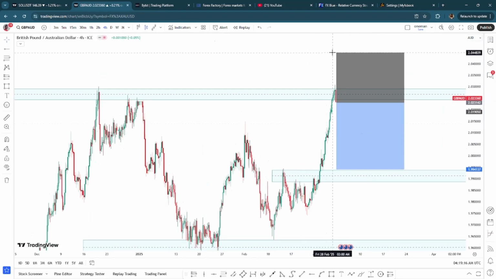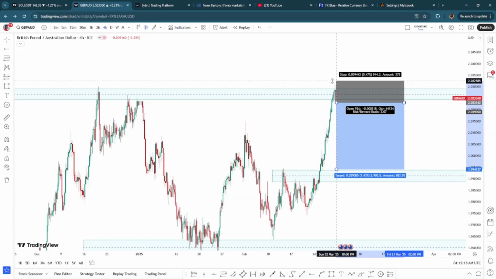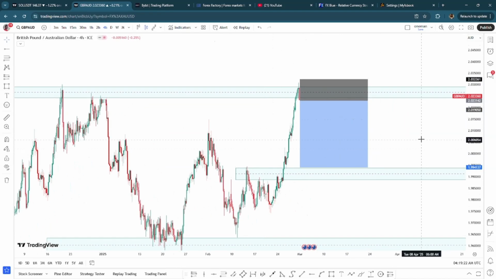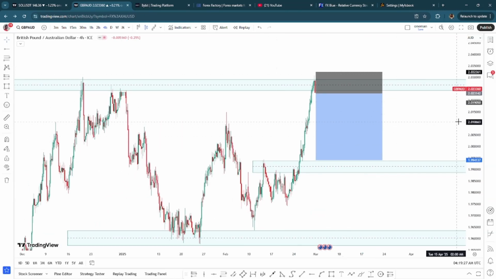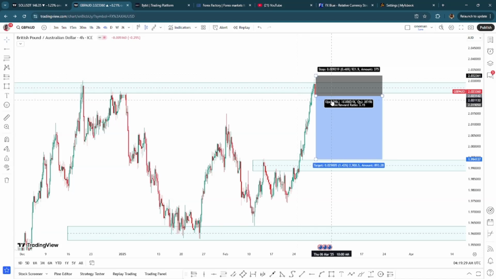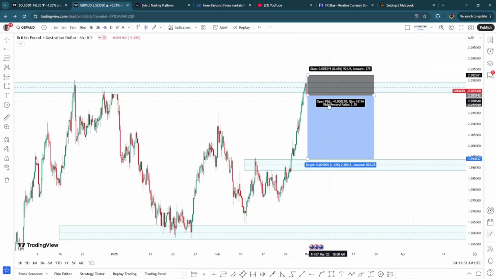So here is a complete detailed analysis on GBPAUD. We sell into a demand zone, and we buy later. This is why you need to follow the channel, so you won't miss the next setup.